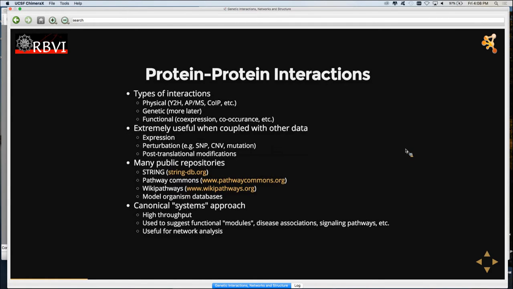So, protein-protein interactions. Before I bore everybody, how many know what protein-protein interactions are, have used STRING, or something like that? All right, skip this slide. Great. I love it. Fundamental point: there are a bunch of public repositories, really useful for bringing in data and for mapping onto data. Great.